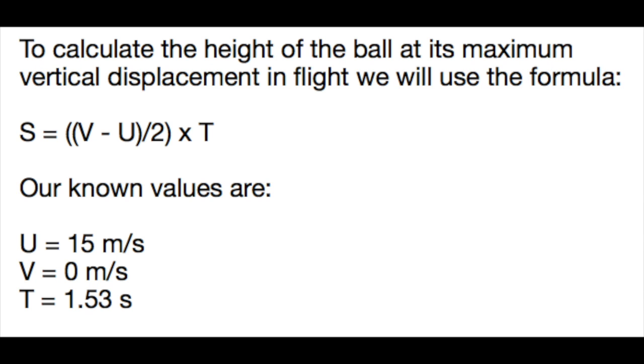To calculate the height of the ball at its maximum vertical displacement in flight, we will use the formula s equals v minus u divided by 2 times t. Our known values are u is equal to 15 meters per second, v is equal to 0 meters per second, and t is equal to 1.53 seconds.